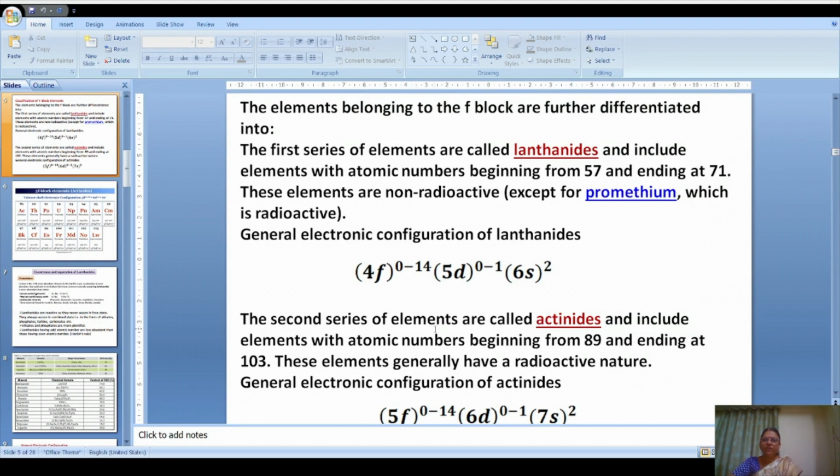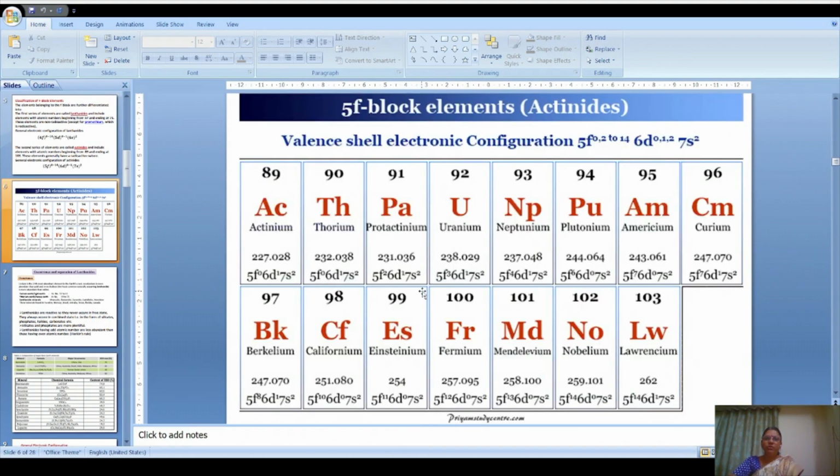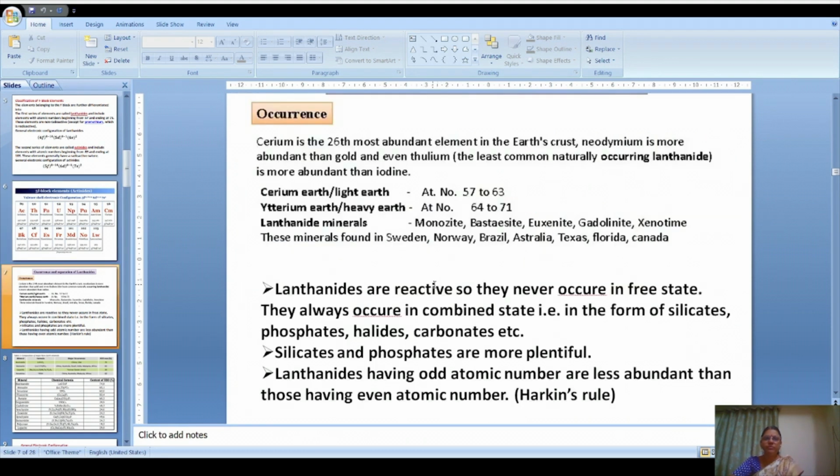The second series of elements are called actinide elements, and they include the elements from atomic number 89 to 103. They are all radioactive in nature, and the general electronic configuration of actinides is 5f 0 to 14, 6d 0 to 1, 7s2. So these are 5f elements which are actinides. This is about the actinides; now about the occurrence of the lanthanides.